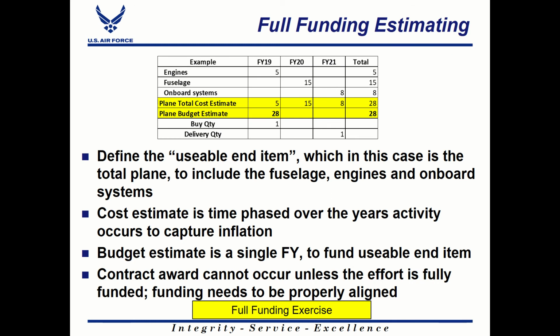So for full funding estimating, here's an example where we've got an aircraft that we're purchasing. This is obviously a very, very simplistic version of an estimate. We've got engines for the aircraft, the fuselage, and onboard systems. Those systems are purchased over 3 separate years, given the lead time for them, and then they're all assembled in order to deliver one completed aircraft.